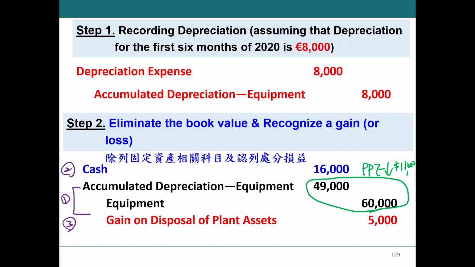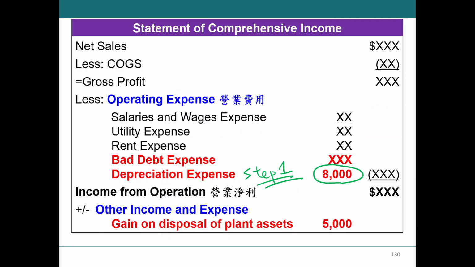Gain is like your revenue. So that's why you will find your gain or loss on your statement of comprehensive income. Here I have a gain on disposal of plant assets, $5,000. That's from your step 2. So step 1 told me I have depreciation expense of 8,000 more. Step 2 told me this transaction is my gain, $5,000. Alright?